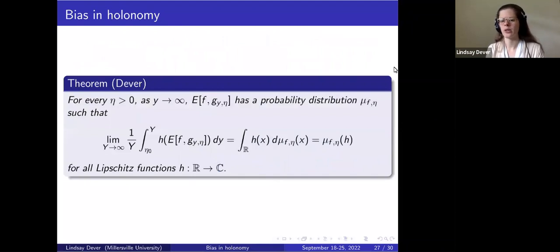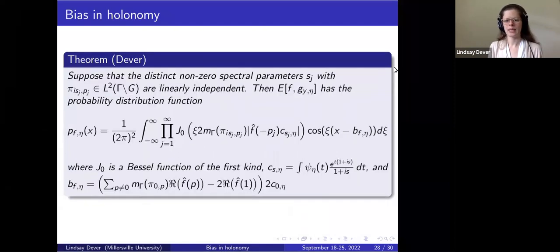Okay, so I also showed that this bias is distributed according to a probability distribution. This is the analog of Rubinstein and Sarnak's results, where they have their nice graph of what their normalized bias count looks like. So I do have a probability distribution. And if my spectral parameters are linearly independent, I can write down the exact probability distribution function for how this count is distributed.